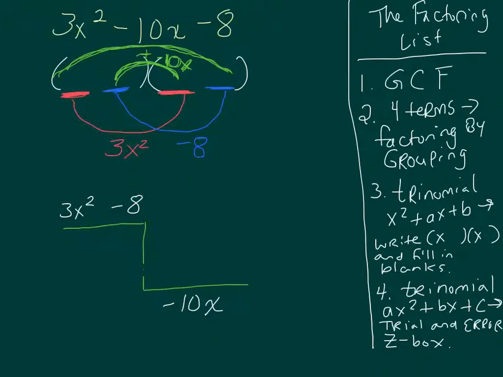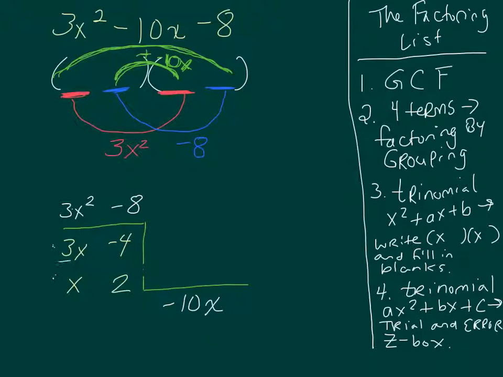Okay, so the first thing that we're going to look at is 3x squared. How can I break up 3x squared? Well, I might be able to break it up into 3x and x. As long as these 2 things will multiply to give you what's on top, there's no wrong answers. Okay? Well, now let's look at negative 8. How can I break negative 8 up? Well, I could break it up into negative 4 and 2, right? Negative 4 times 2 is negative 8.